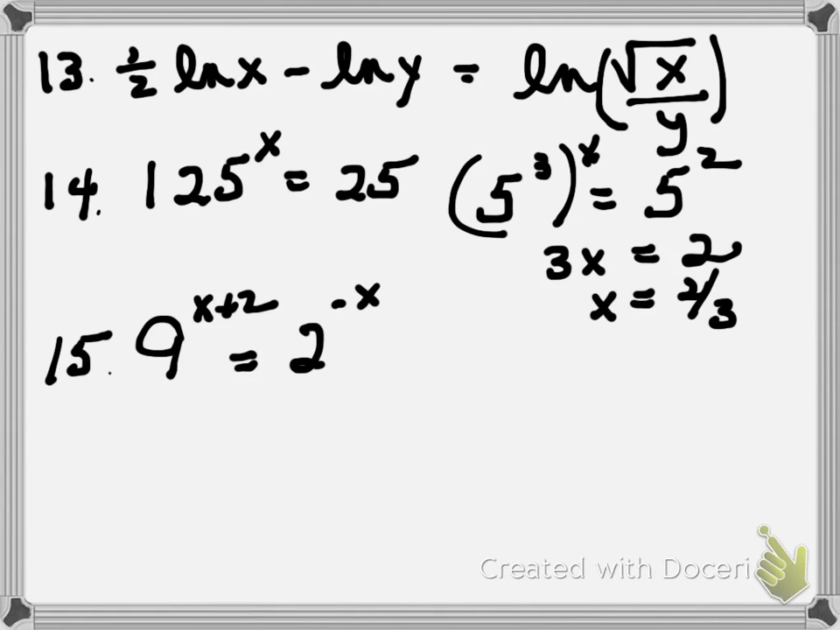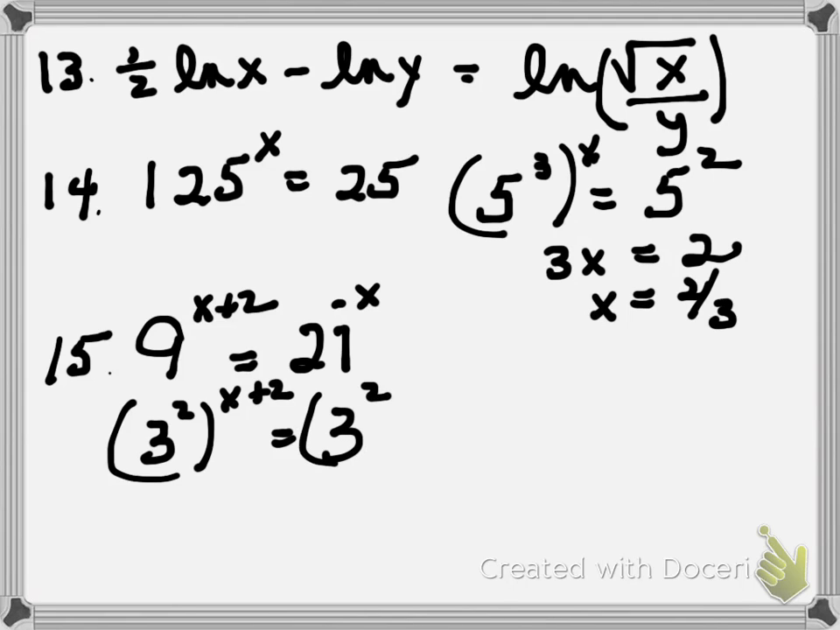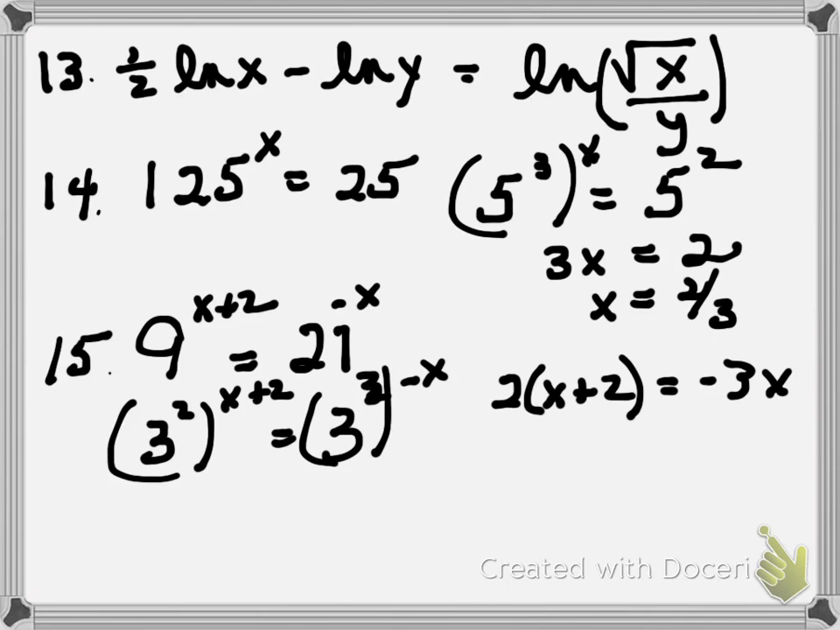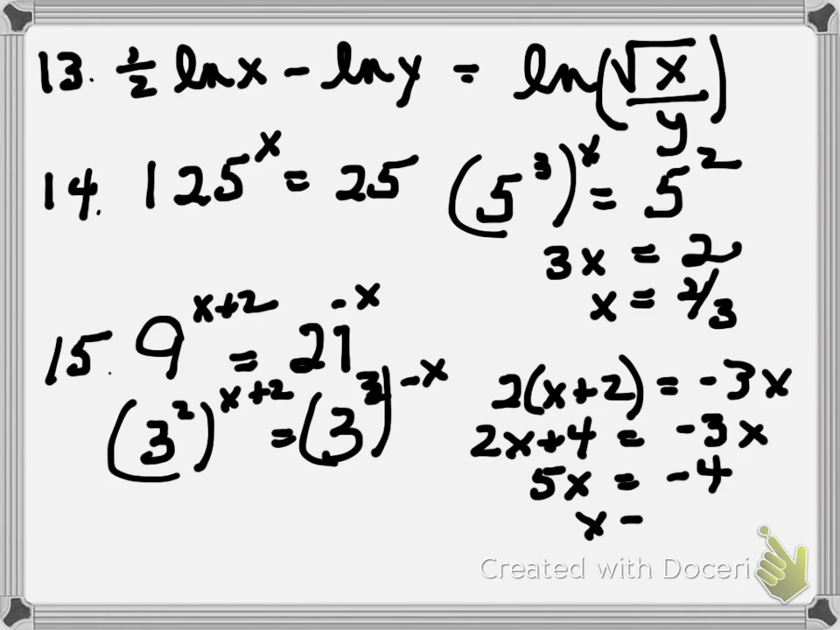Rewrite each as a common base, and this would be 3 squared to the x plus 2 power equals 3 to the third to the negative x power. Multiply the exponents, power raised to a power. 2 times x plus 2 equals 3 times negative x. So 2x plus 4 equals negative 3x, and 5x equals negative 4, x is equal to negative 4/5.